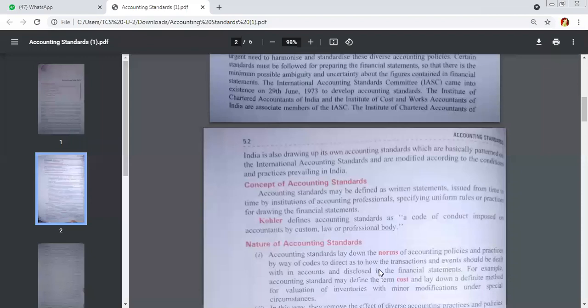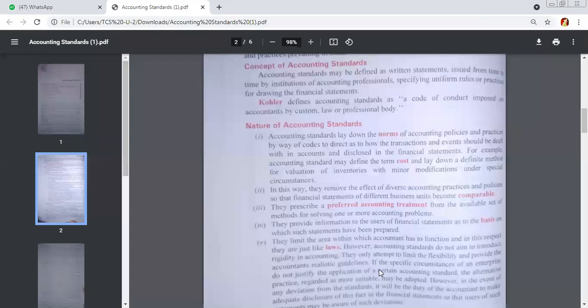Now, what is the nature of accounting standards? As we are telling again and again, these are the laws, these are the norms. They lay down the norms of accounting policies and practices by way of a code to direct how transactions and events should be dealt with in accounts and disclosed in the financial statements. For example, accounting standards may define the term cost and lay down a definite method for valuation of inventories, with minor modifications under special circumstances.